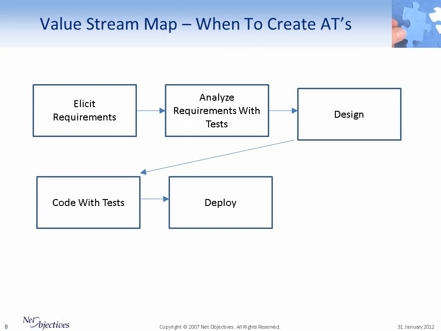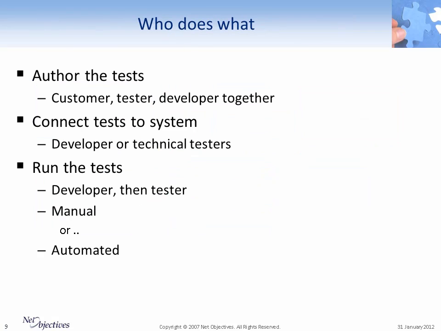As you can notice on the value stream map, the acceptance tests are created when the requirements are analyzed. Then the developers code with acceptance tests. A failing acceptance test provides quick feedback that the implementation is not meeting the requirements.